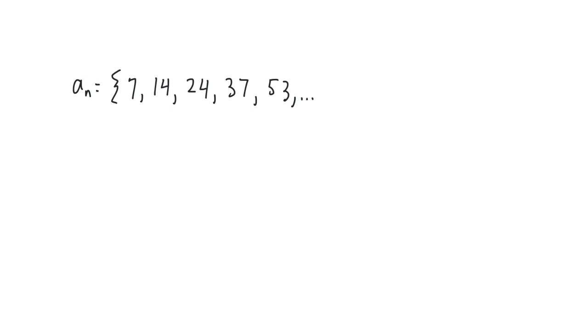For example, if I look at the differences between terms, I see that to go from 7 to 14, I go up 7. And from 14 to 24, I go up 10. And to go from 24 to 37, that's an increase of 13. And then finally, I see an increase of 16. Not a common difference. And that tells me really nothing other than this is not an arithmetic sequence.